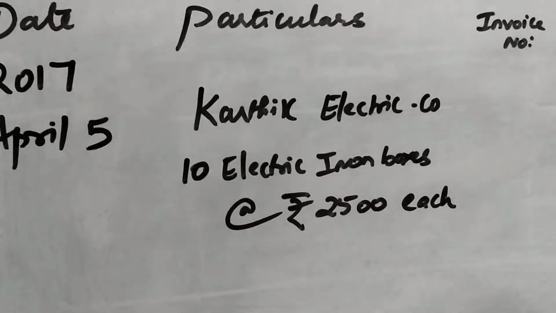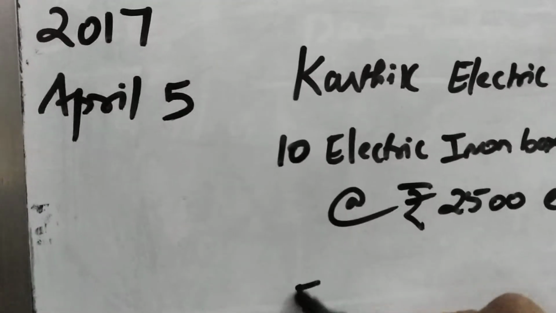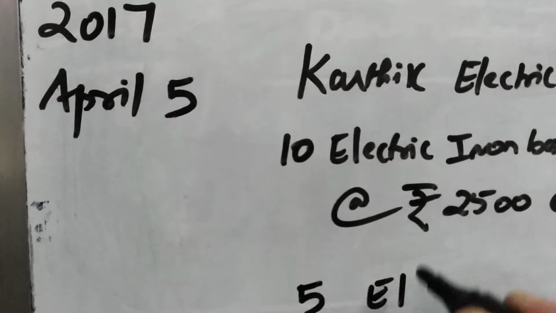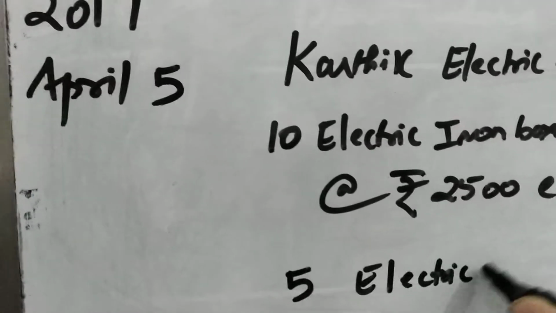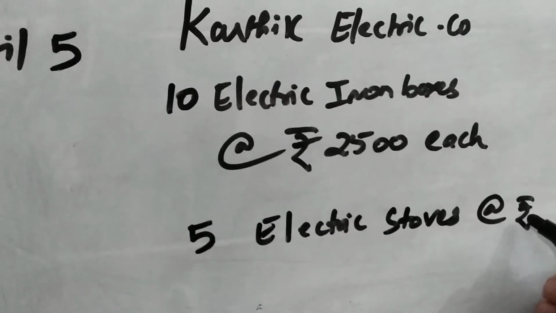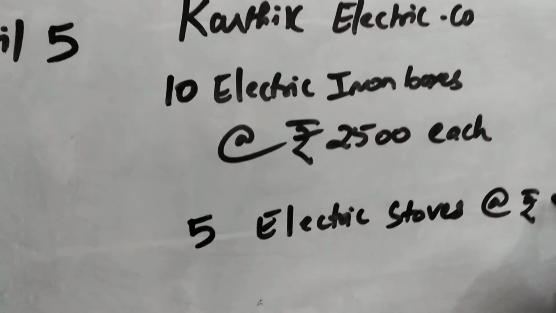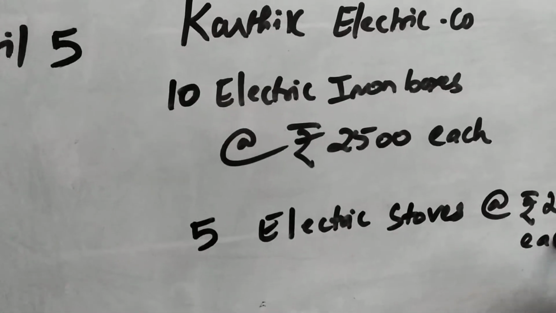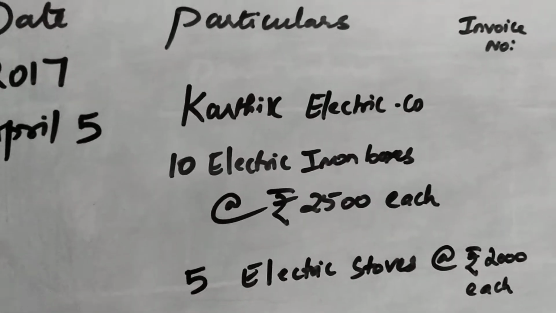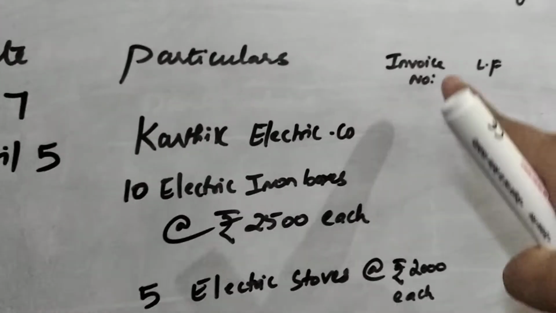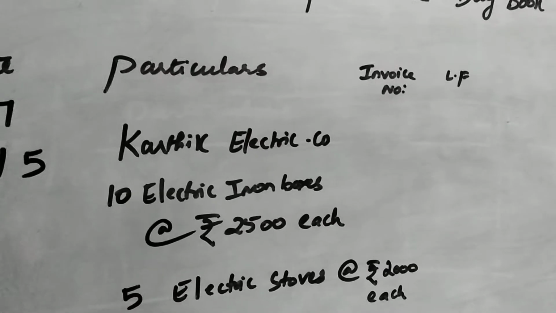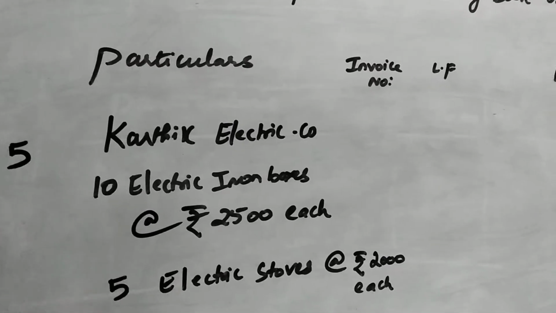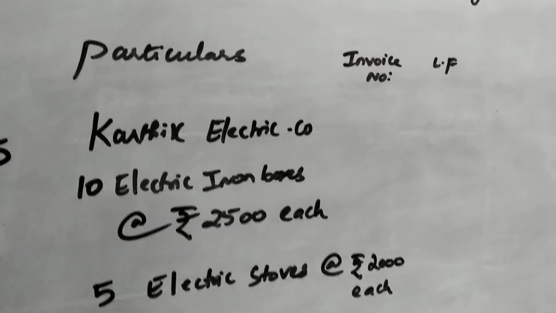Then 5 electric stoves on the same date from the same person, Karthik Electric Company. So 5 electric stoves at Rs 2000 each. They didn't mention the invoice number. We are going to leave the invoice number column and LF column blank. No reference number is given in the question, so leave it blank. 5 into 2000, 10,000.